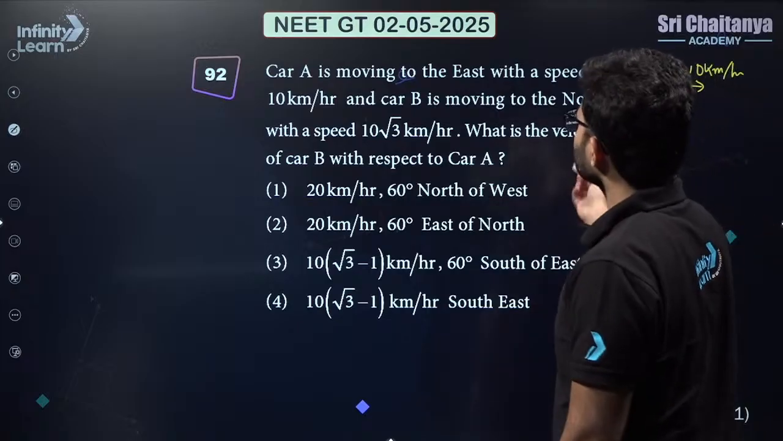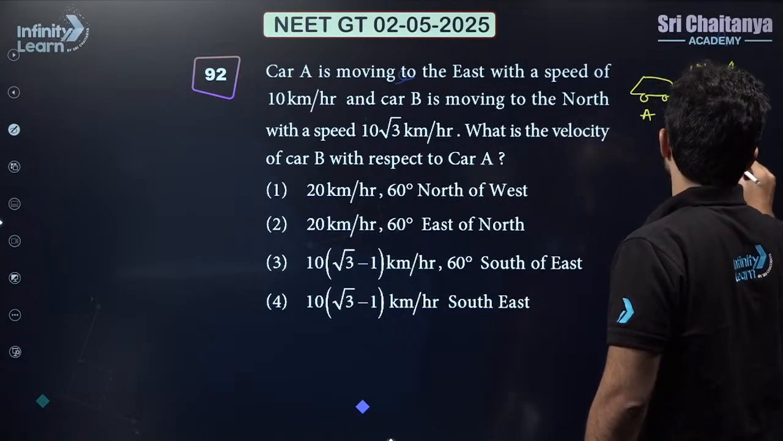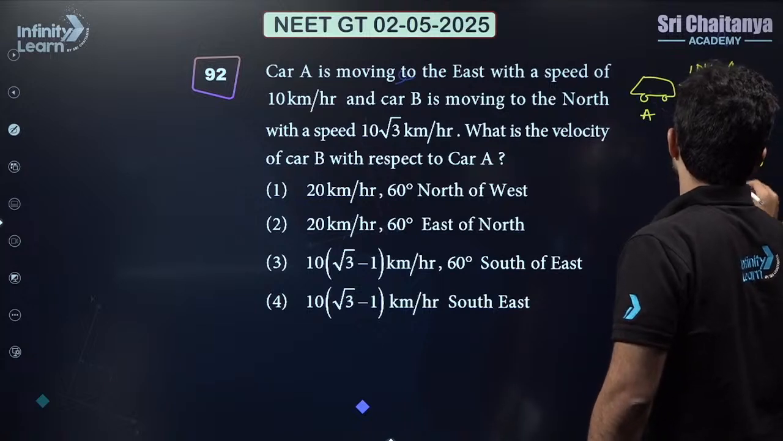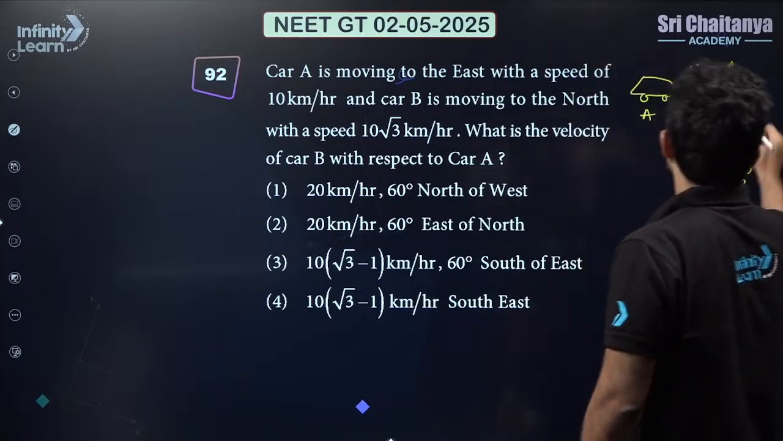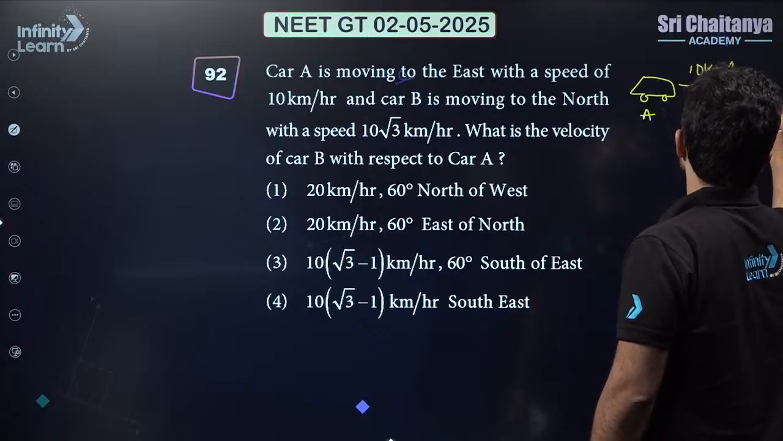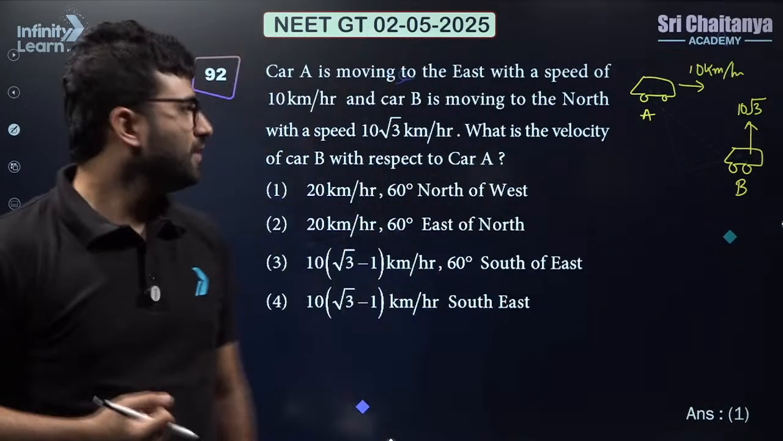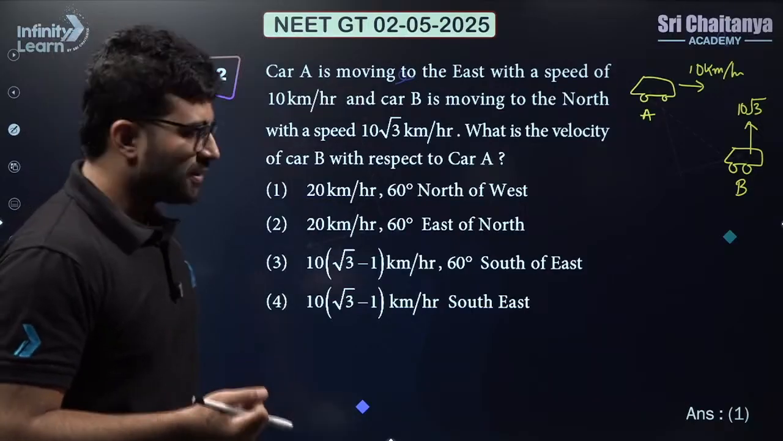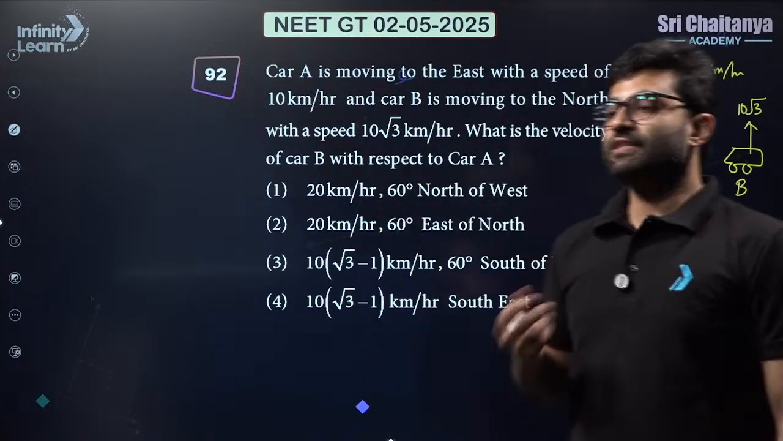And a car B is moving to north. So let's say this is A and this is another car, B. It is moving towards north. And what is the velocity of this car? It is 10 root 3, right? Now they are asking what is the velocity of car B with respect to car A? So they are asking you the velocity of B with respect to A, right?